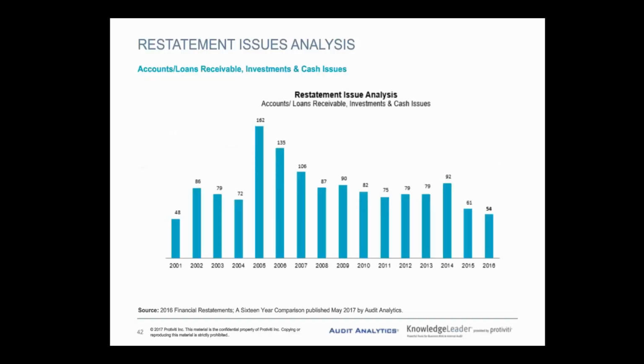Clicking through again, this is very similar to the previous ones. Accounts and loans receivables, investment and cash issues. Basically, we define these as irregularities and approach theories of calculation with respect to cash, accounts receivable, loans collectible, investments, allowance for uncollectibles, notes, receivables, and or related reserves. Very similar. It's 2005 and 2006 are the high water marks, and it's been a slow decline down to 2016.